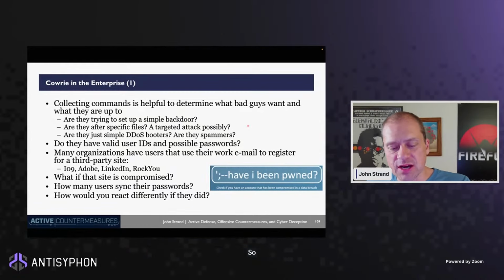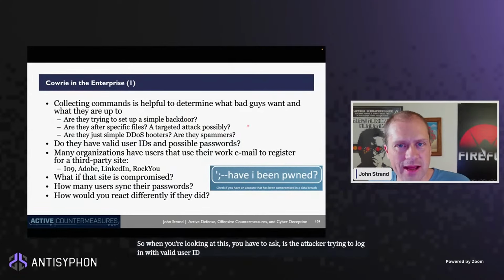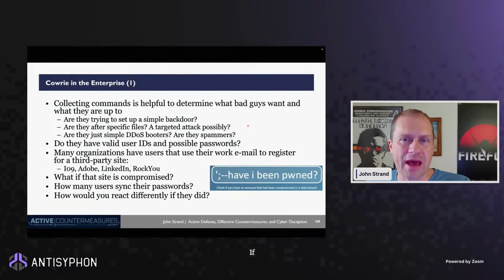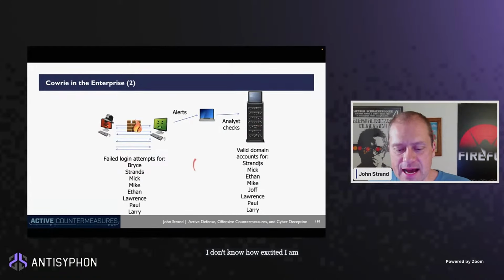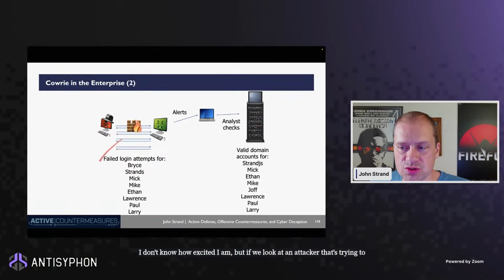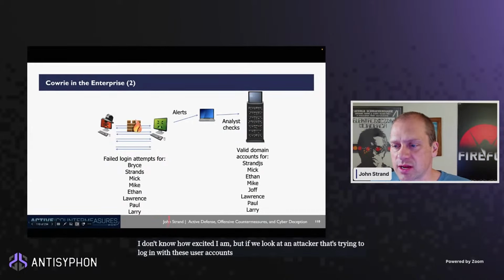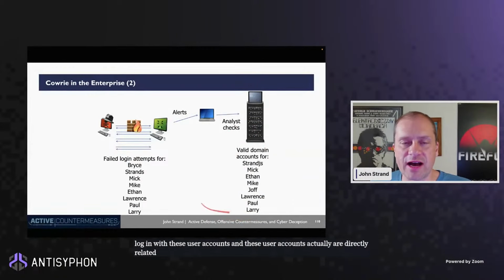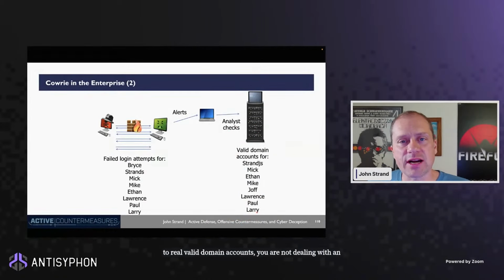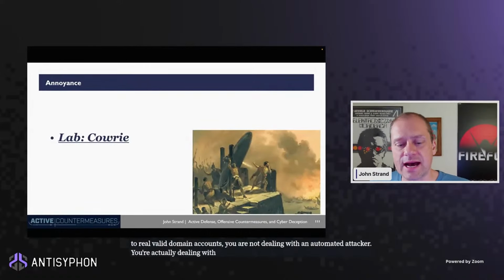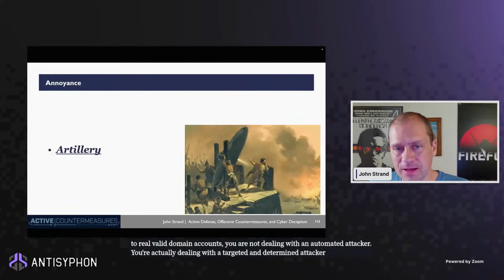So when you're looking at this, you have to ask, is the attacker trying to log in with valid user IDs and passwords, or are they just spraying and praying? If they're trying to log in with Apache and root and Tor and all these accounts, I don't know how excited I am. But if we look at an attacker that's trying to log in with these user accounts, and these user accounts actually are directly related to real valid domain accounts, you are not dealing with an automated attacker. You're actually dealing with a targeted and determined attacker coming at your environment as well.